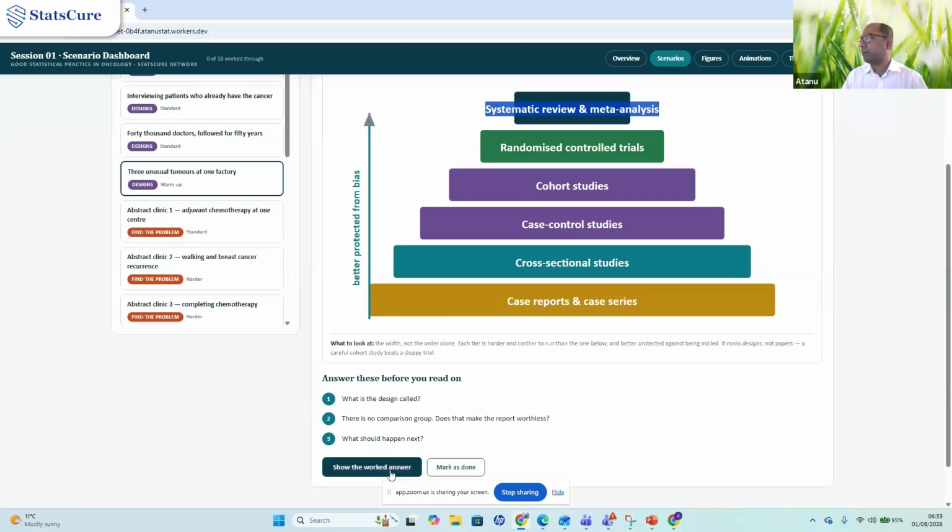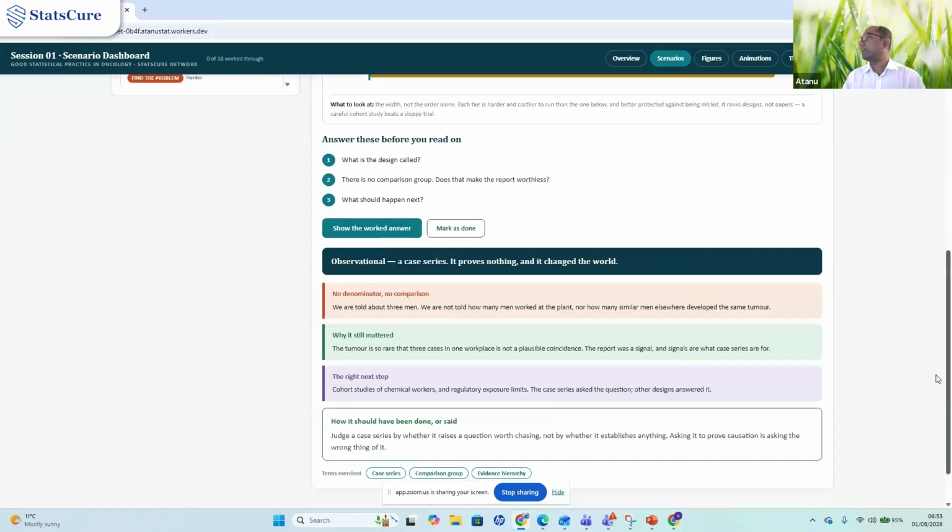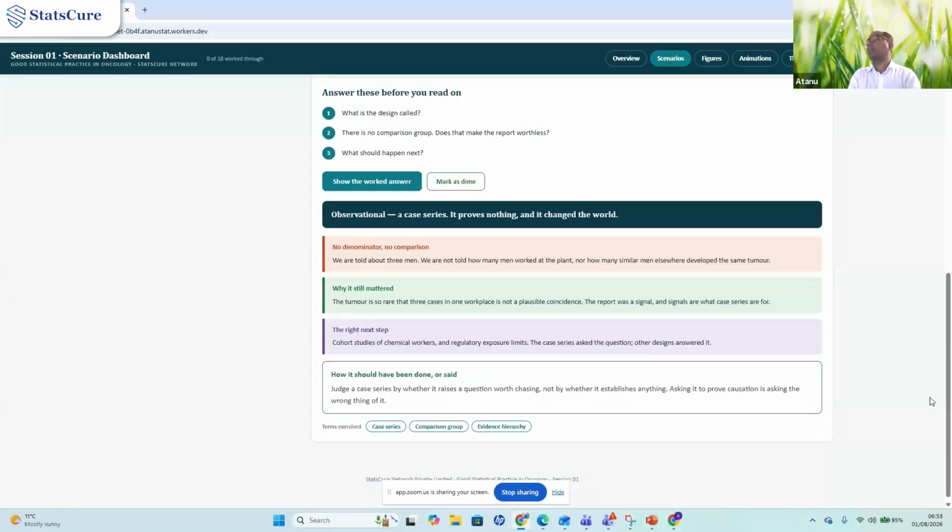I'll touch here on the final questions, and there are many things over there. Let's say about observational case series, it proves nothing. No denominator, no comparison. And why does it still matter? The tumor is rare, so that many cases in one place is not possible by coincidence. So the right next, cohort studies for chemical workers, the regulatory exposure limit, the case series asks a question of other designs. So I think we already touched upon that.